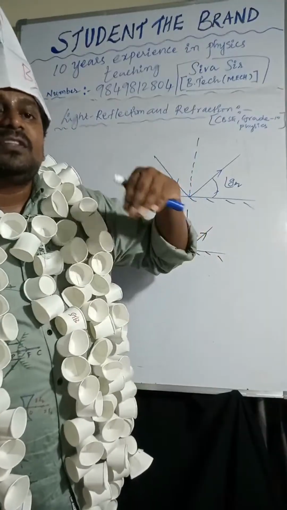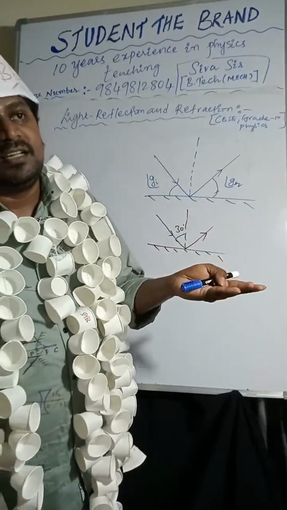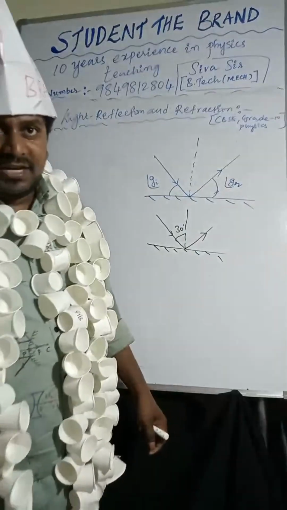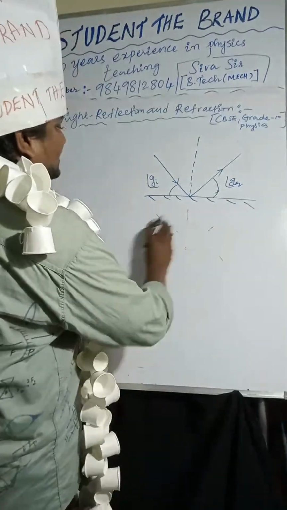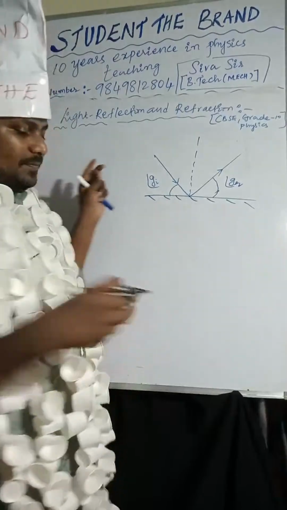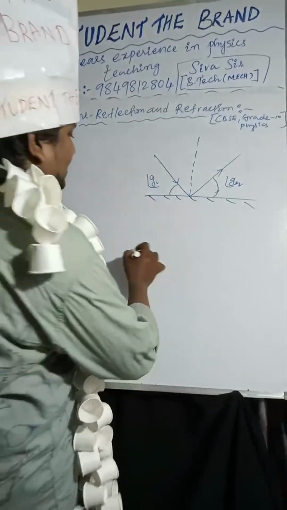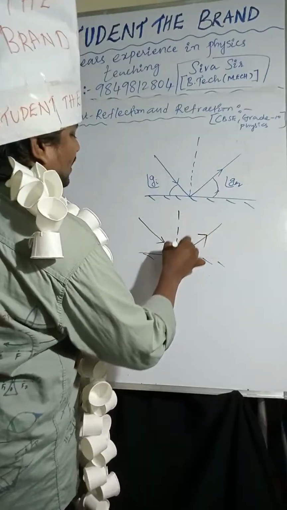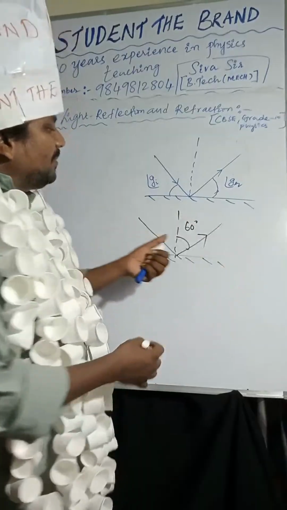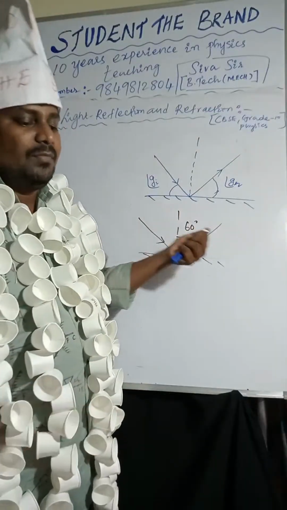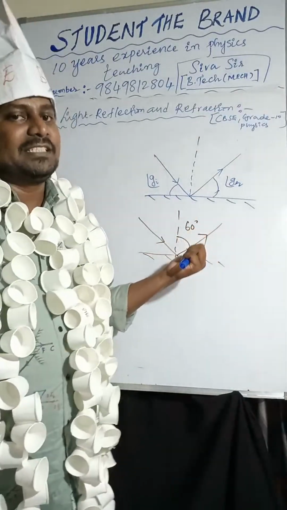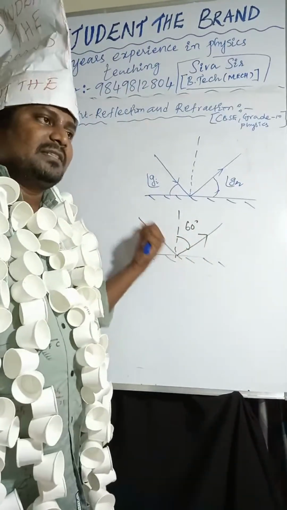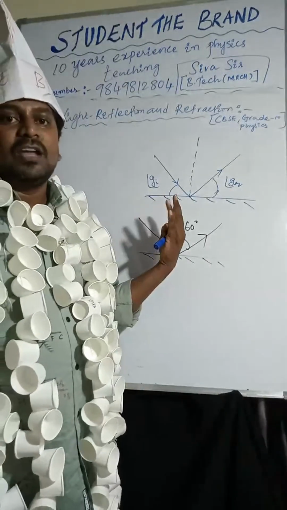If the angle of incidence is 30 degrees, 40 degrees, or 60 degrees. Or sometimes, very important, they ask like this also: suppose the angle of reflection is 60 degrees. The angle of reflection means the angle between the reflected ray and the normal. Done. So how much angle does the incident ray make with the surface? How can we find out?